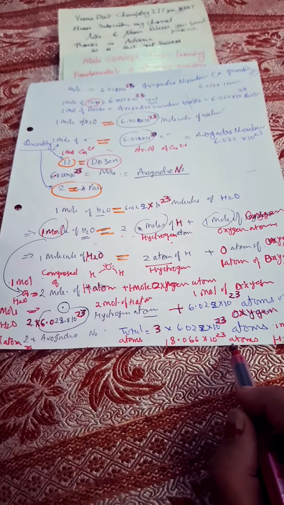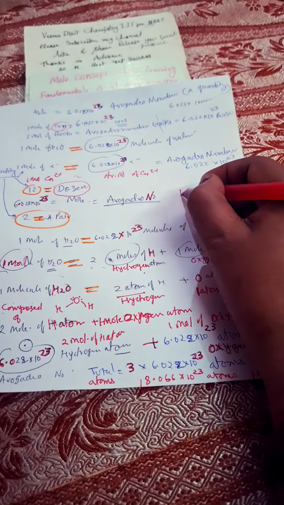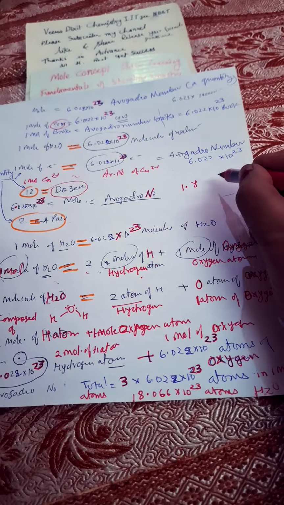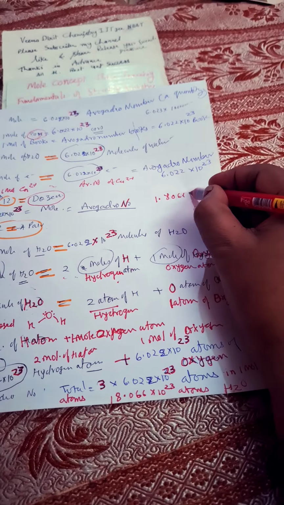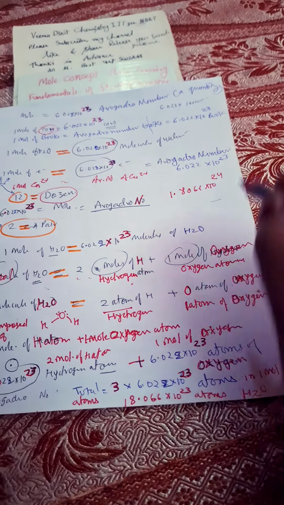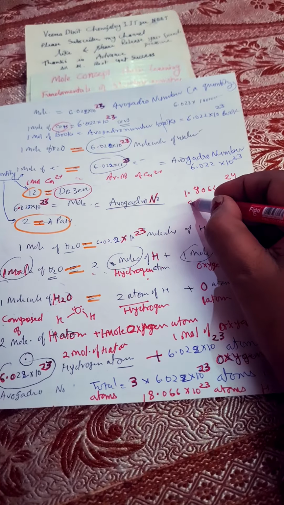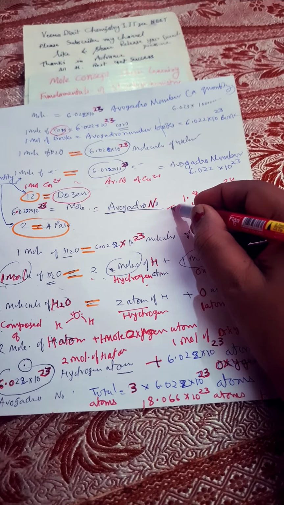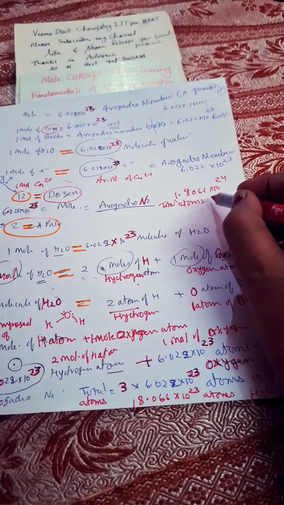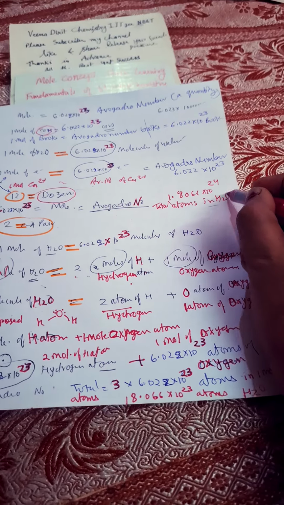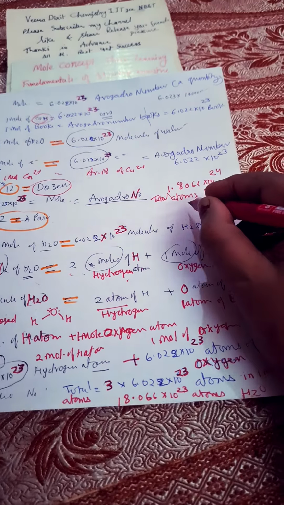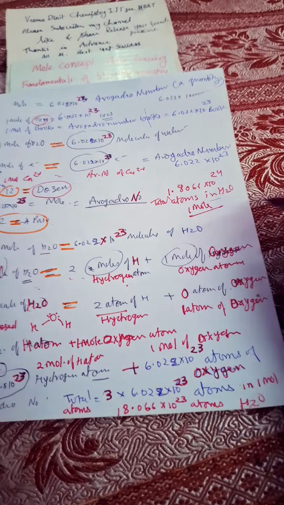18.066 into 10 to the power 23. You can take it into standard form also, 1.8066 into 10 to the power 24. Because 1 decimal is shifted here. So that is the total atoms in 1 mole of water.